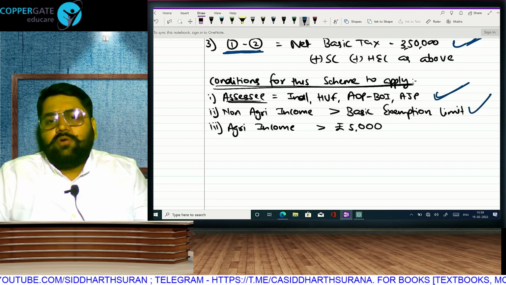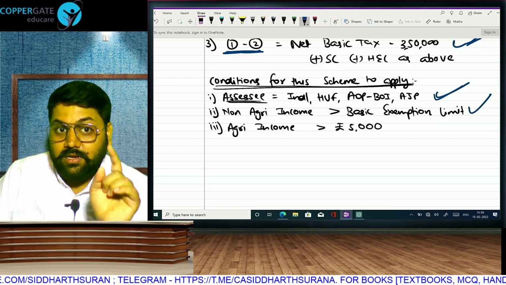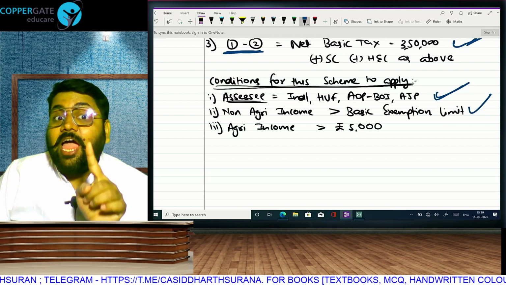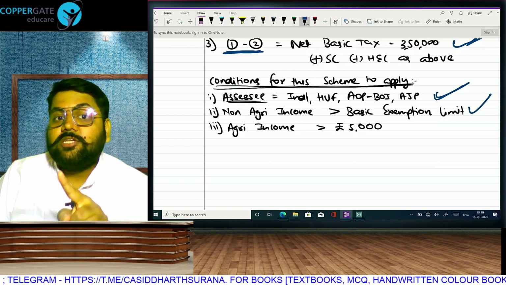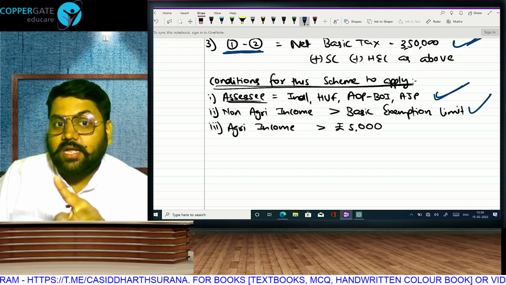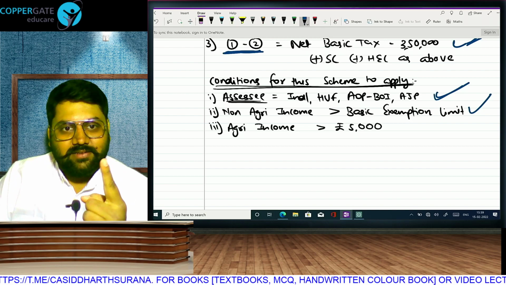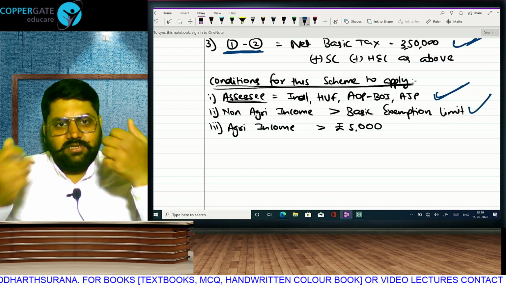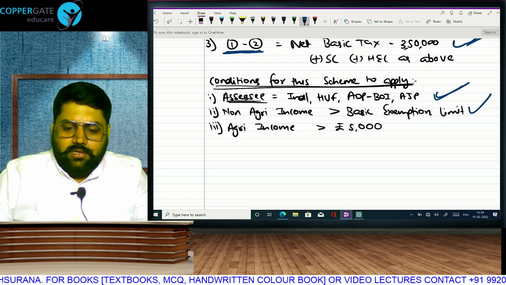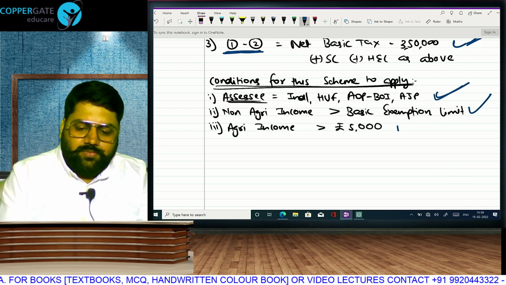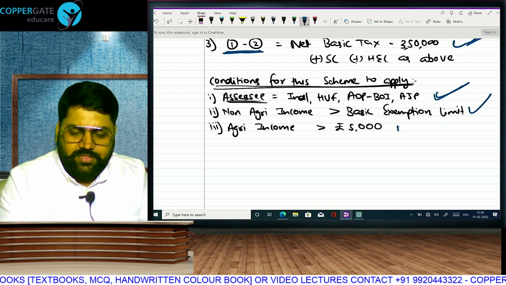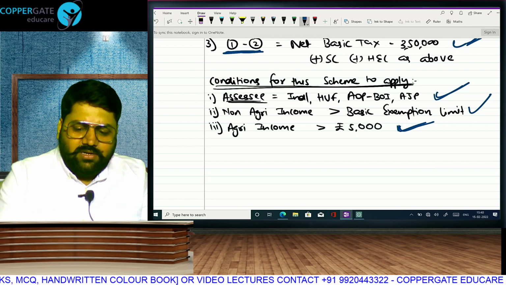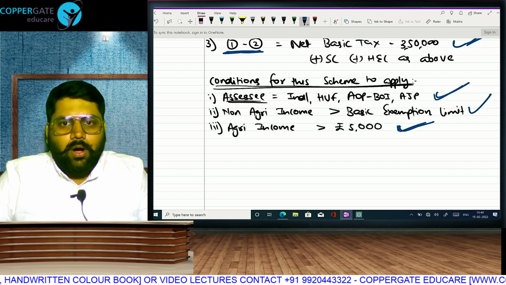Condition 2, non-agriculture income has to be more than basic exemption. See, if we observe carefully, the basic exemption was given to non-agriculture income. Agriculture income started consuming slabs, exhausting our slabs from 5%. Basic exemption will be for non-agriculture. So, if non-agriculture is not exceeding basic exemption, it will be zero tax only. And third, agriculture income should also be more than 5,000 rupees. That's on the accounting concept of materiality. If agriculture income is more than 5,000, then only it makes sense to apply a scheme like this.